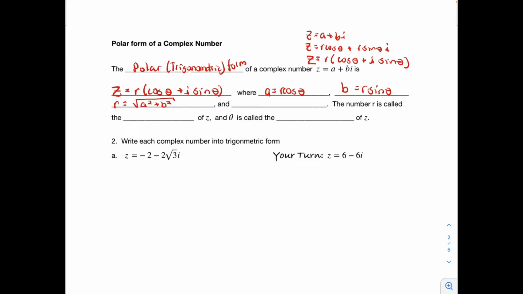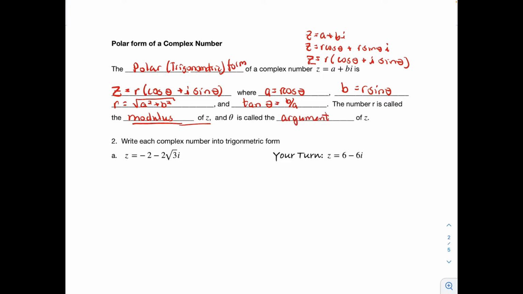And you'll also need to find theta, and we're going to use tangent of theta is equal to b over a, just like previously tangent of theta was equal to y over x. So notice these formulas are very similar to ones we've already used. The number r has a special name. It's called the modulus of z, and the angle theta has a special name. It's called the argument of z.